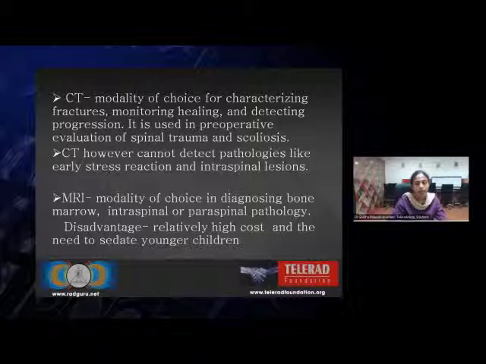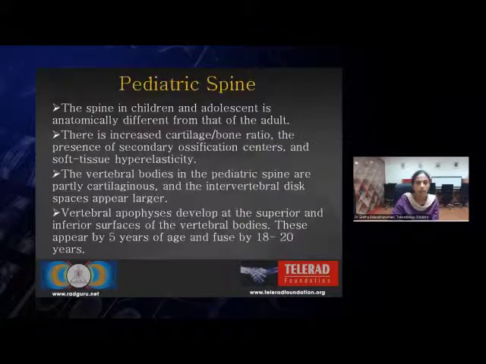MRI is the modality of choice for diagnosing bone marrow, intraspinal or paraspinal pathology. However, the disadvantage is relatively high cost and the need to sedate younger children.